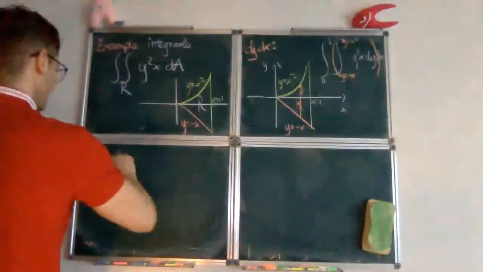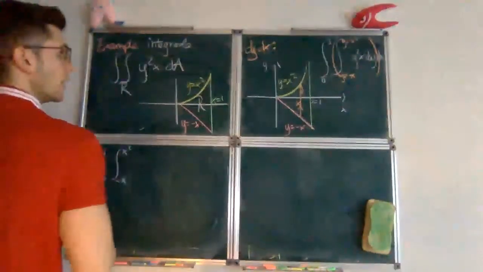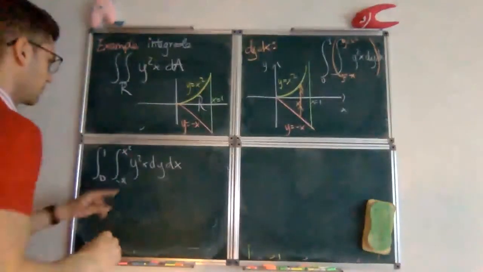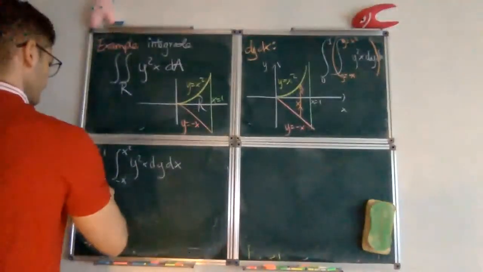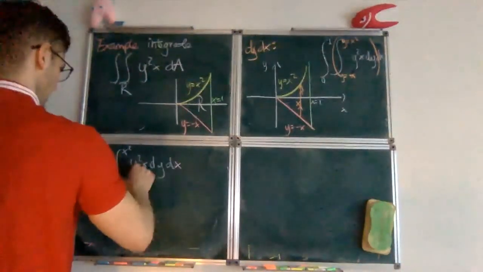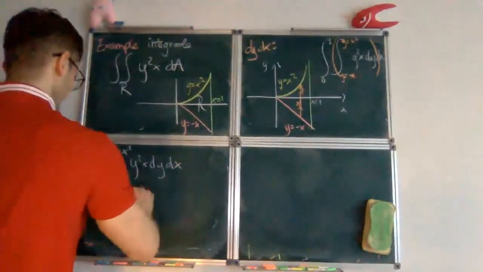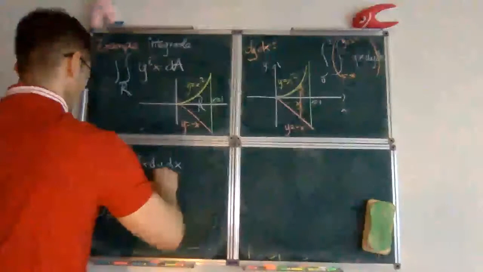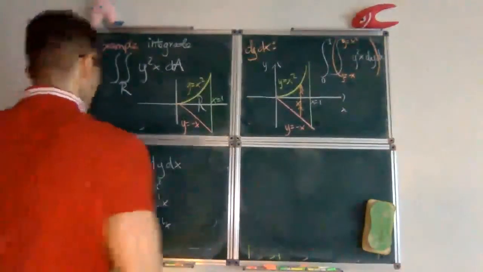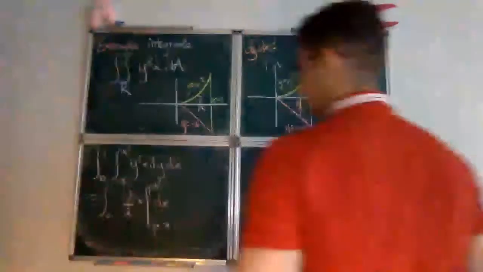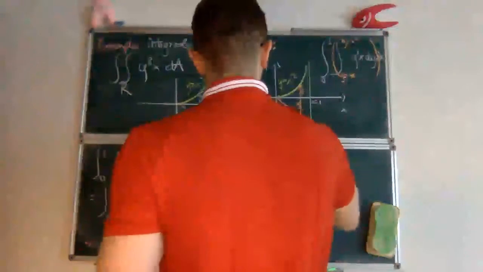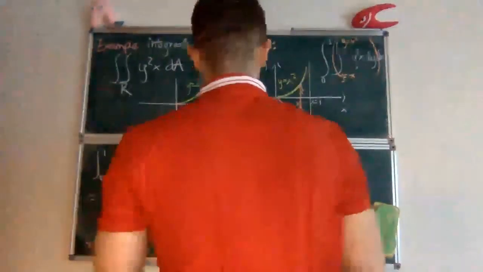Okay, so let's compute this integral. You're trying to do the integral from 0 to 1, from negative x to x squared, of y squared x dy dx. Again, we're integrating first with respect to y. So that gives you the integral from 0 to 1 of y cubed over 3 times x dx, where you're evaluating at y equals x squared and y equals negative x.